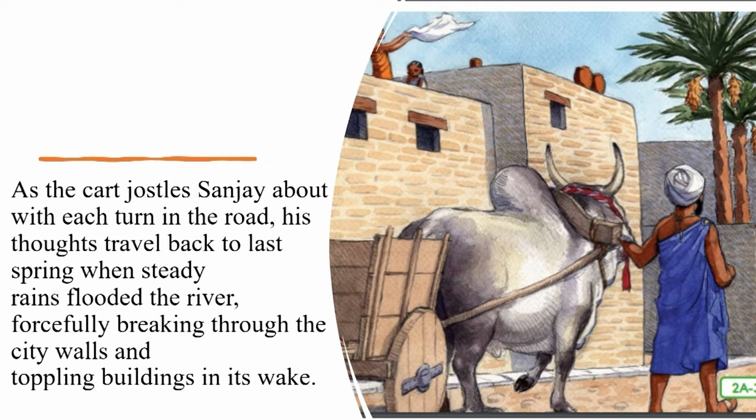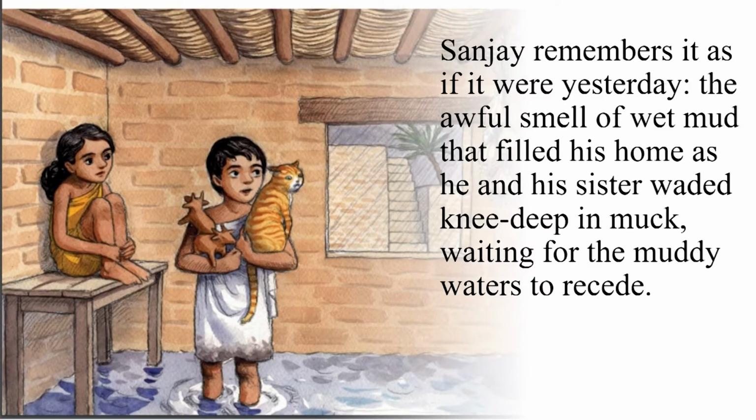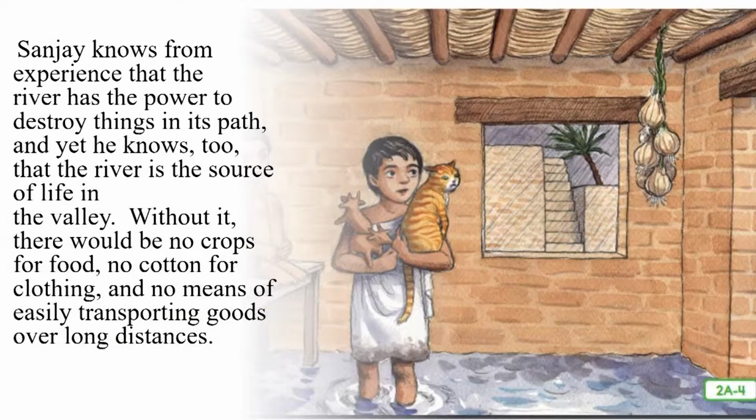As the cart jostles Sanjay about with each turn in the road, his thoughts travel back to last spring when steady rains flooded the river, forcefully breaking through the city walls and toppling buildings in its wake. Sanjay remembers it as if it were yesterday. The awful smell of wet mud that filled his home as he and his sister waded knee-deep in muck, waiting for the muddy waters to recede.